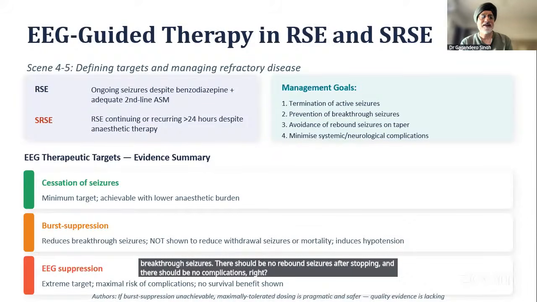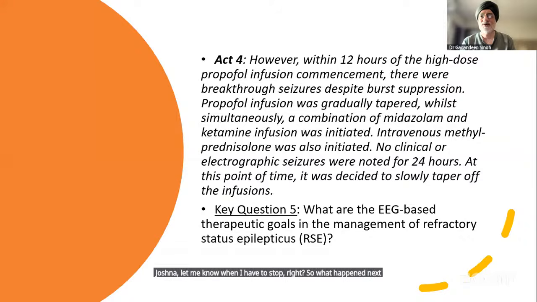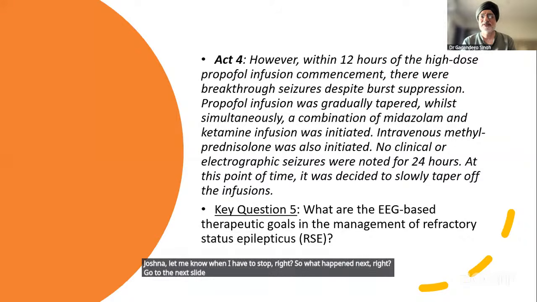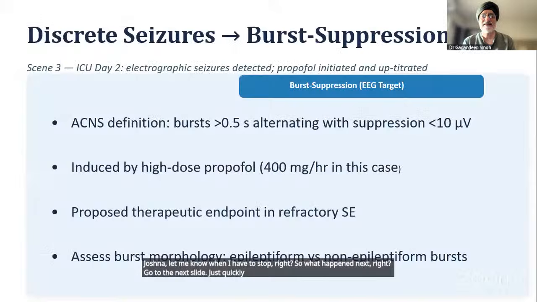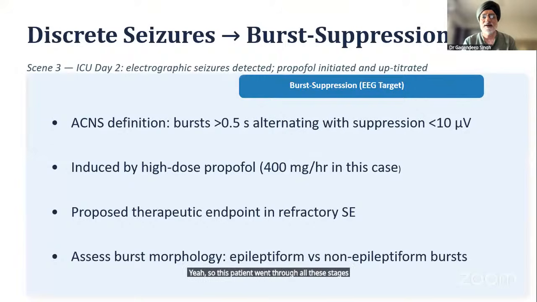Okay. Next slide. Jyotsna, let me know when I have to stop, right? So what happened next, right? Go to the next slide. Just quickly. Next Please slide. continue, sir, until the presentation. We have time. Okay. So, yeah, so this patient went through all these stages, right?